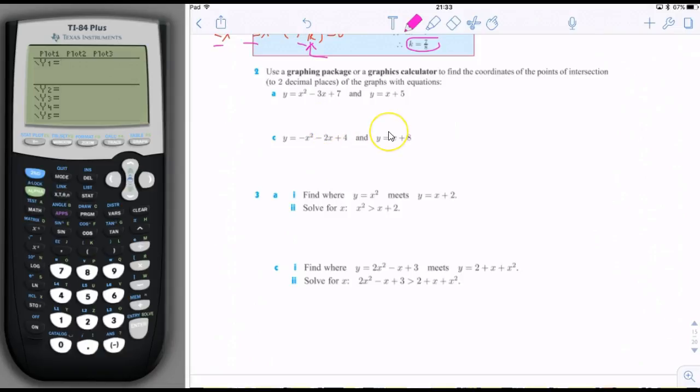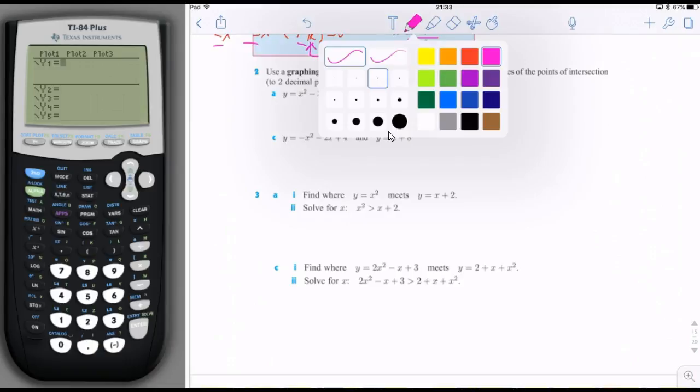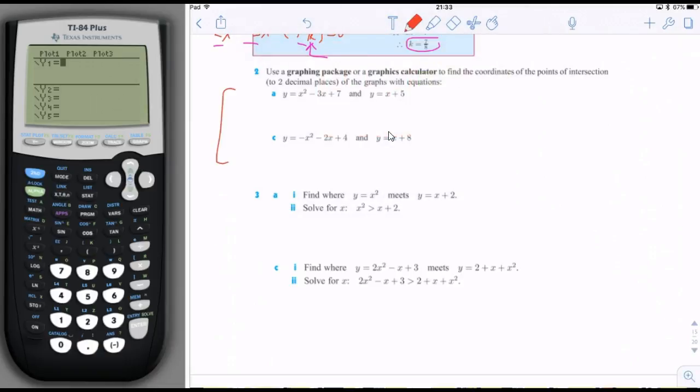Okay, now on number 2, it gives us 2 problems here. And basically what it says is that each one of these problems has a quadratic and has a line. And it wants to know what are the points of intersection between these two functions. And they ask you to use the graphing calculator to do it. And this is very easy to do on the graphing calculator, although you need to do it a few times to get the hang of it.